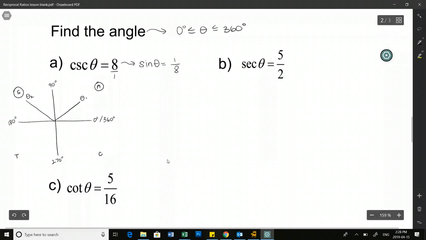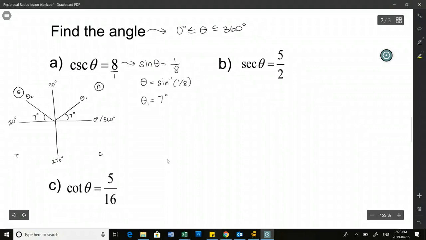How do I separate sine and theta so that I can just get theta? What was that, Ivana? Inverse. Sine inverse of 1 over 8. We need calculators out and in degree mode. Let's round to the nearest whole angle. 7 degrees, agreed? So if this is 7, the reference angle for theta 2 is also 7.